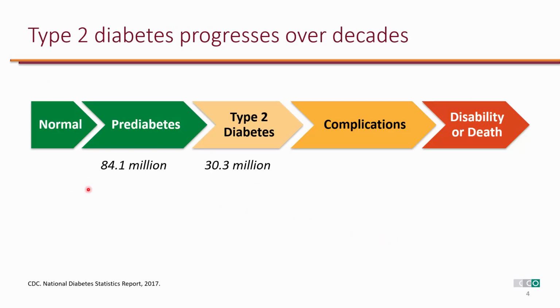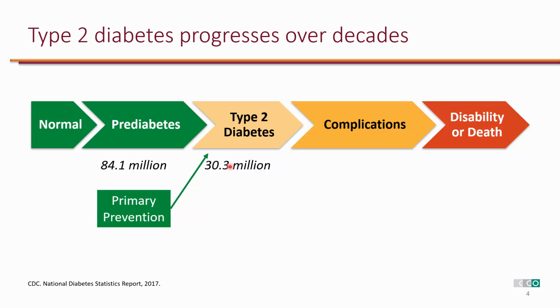In this picture, you can see the progression of type 2 diabetes. Of course, people who have normal endocrine function can develop prediabetes over time. There are about 84 million people in America with prediabetes, and most of them do not know it. Without intervention, prediabetes will progress into type 2 diabetes. About 30 million people in the US have type 2 diabetes. And we can actually do primary prevention to prevent progression of prediabetes to type 2 diabetes. For example, diet and exercise can prevent prediabetes from progressing into type 2 diabetes.